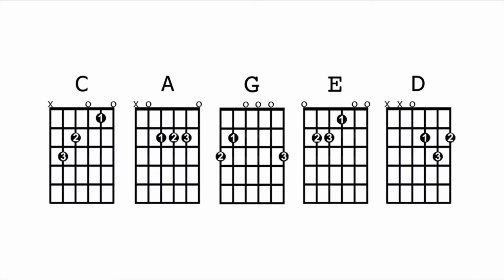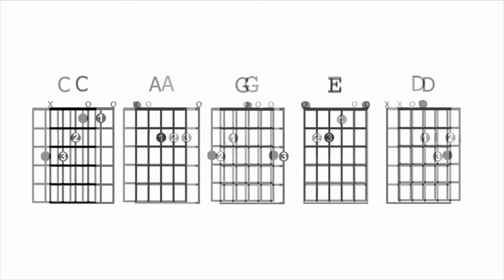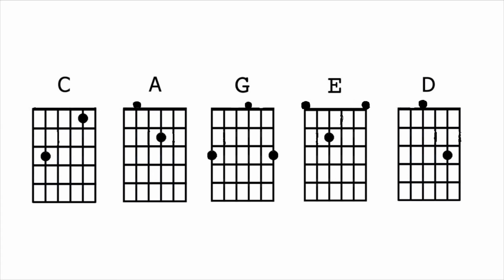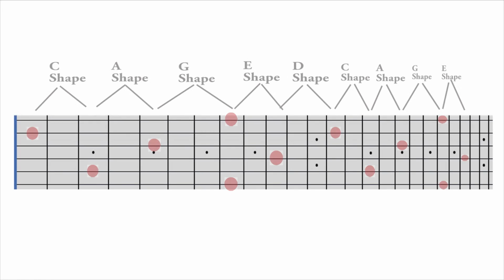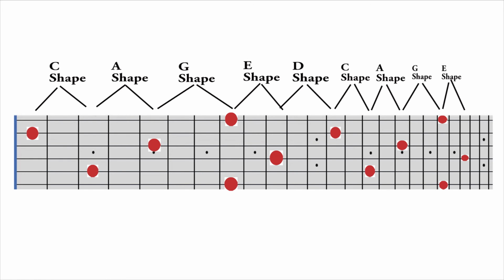Now as you can see in these shapes, we've left the root notes and taken out all the other notes. These shapes interlock within one another in that order of C, A, G, E, D. So if you were to put all these shapes side by side to one another in the order of C, A, G, E, D, it would look like this.